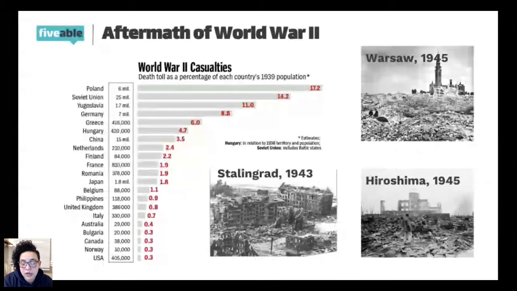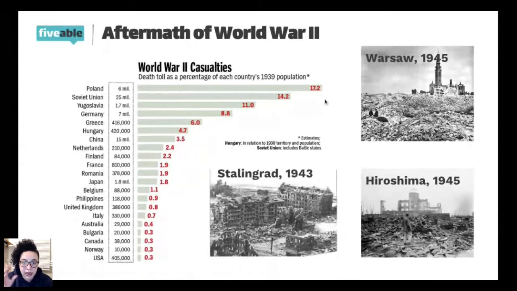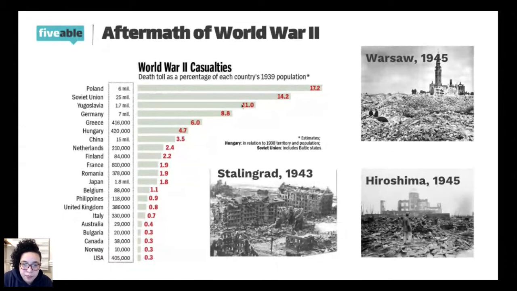And why this is so interesting is a country like Poland lost 6 million people, but over 17% of their country was killed. So even though 6 million isn't the most on this list, it is the most in relation to the rest of the population. The Soviet Union loses the most by far, like 25 million compared to anyone else. But they're a big country, right? And so it's just kind of interesting to look at it like this.